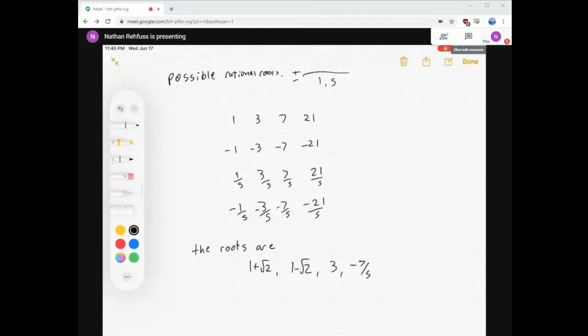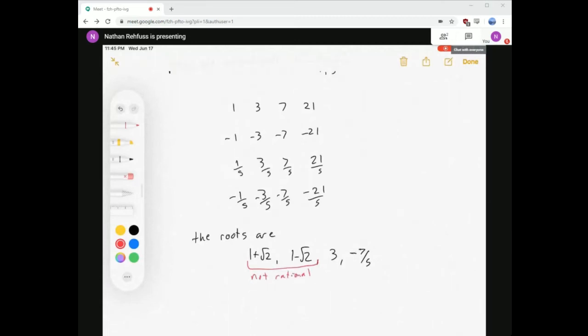These guys are not rational. They've got square roots in them. If there's square roots or imaginary numbers and you can't get rid of them, it's not rational. So since they're not rational, they're not on the list, of course. The list is only for rationals.